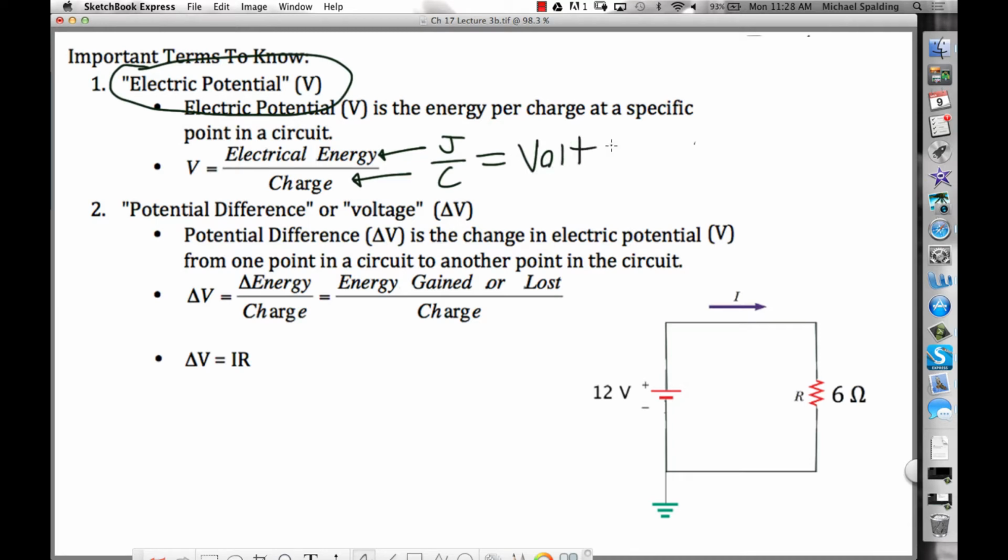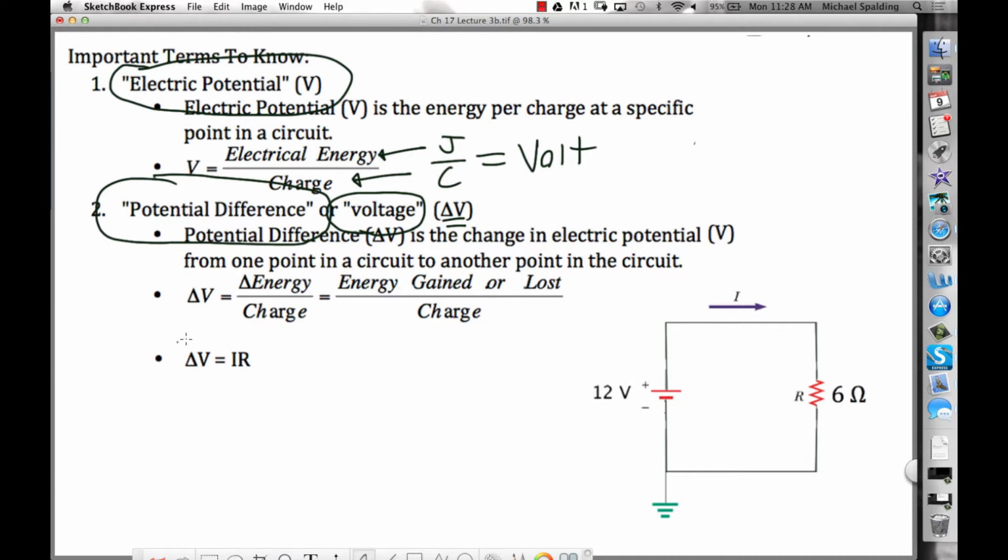It's energy per charge. So if you're talking about a single point, you're referring to the electric potential at that point. Now what we really care about is what we call potential difference. Get it? It's the difference between 2 points. It's the change of the electric potential. If the electric potential changes, you call that a potential difference. Another name for potential difference is voltage, and the symbol is delta V. Makes sense because delta is change. So if you change the electric potential, that's referred to as voltage, also called potential difference.